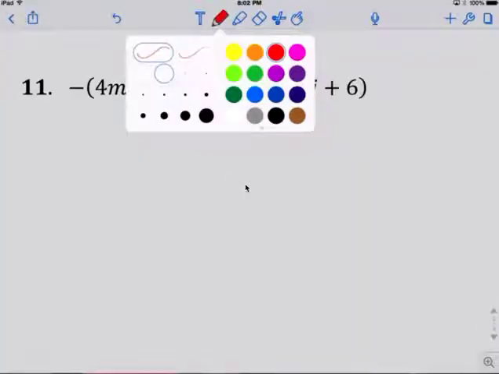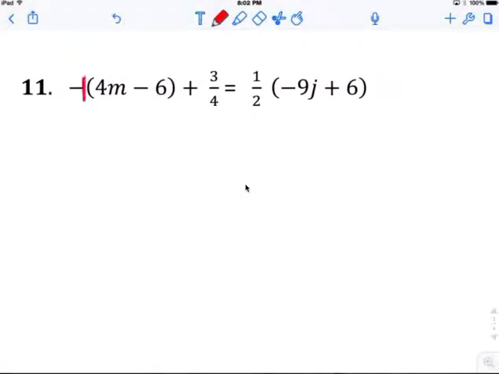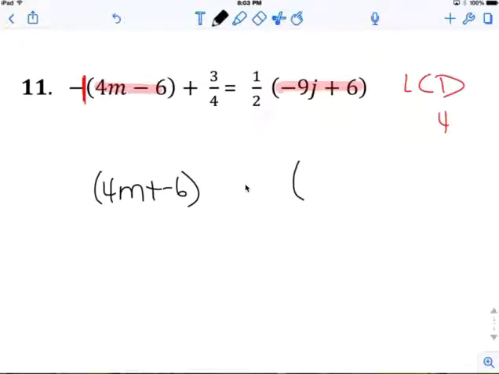Okay, again, this is invisible 1. Practice this though. Invisible 1, okay? Least common denominator is 4. Okay, let's shield this. Shield that. Let's bring it down. 4m plus negative 6. And that's equal to, okay, negative 9j plus 6. Different variable.